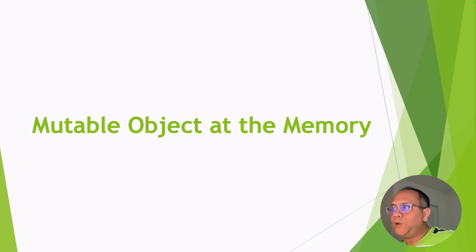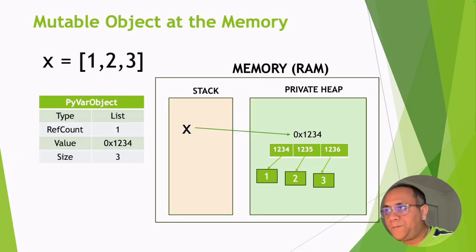Let's see how a mutable object is stored in the memory, and this is very interesting, and this is where Python actually surprises everyone. A mutable object you can think of as a container object, like x equal to [1, 2, 3].